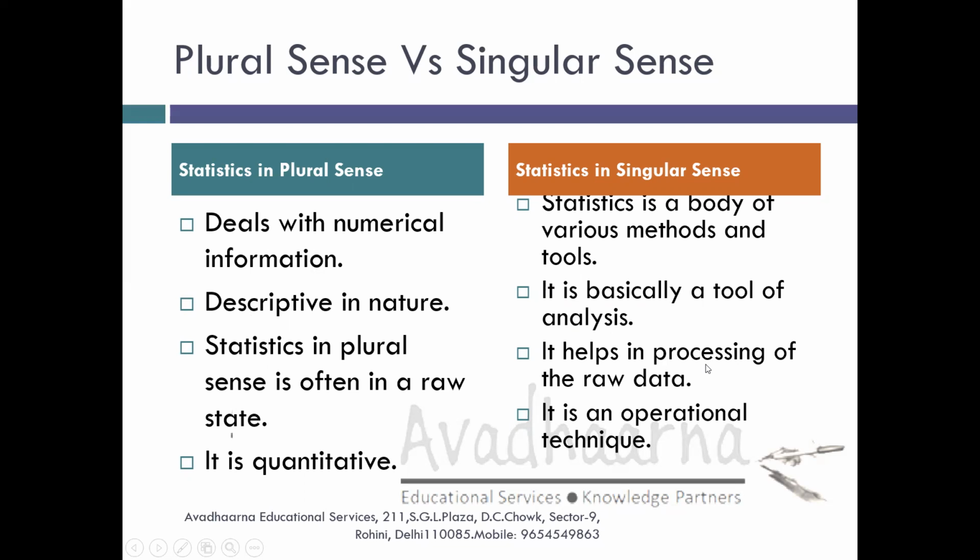It is converted into tables. It is presented in graphical form, in diagrammatic form, fine. In plural sense, the data is quantitative, and in singular sense, the processed data is further used for various operational purposes, for performing various operations, like the calculation of average, the calculation of median and mode, positional average, the calculation of correlation, the calculation of dispersions, various measures of dispersion. So it is an operational technique. Statistics in singular sense is an operational technique. I hope that the difference between statistics in plural sense and singular sense is clear to everyone.